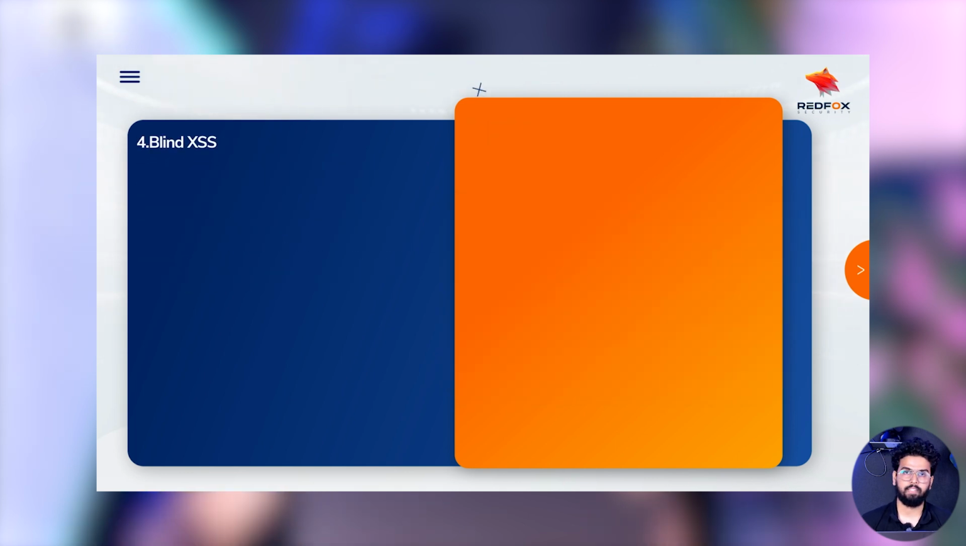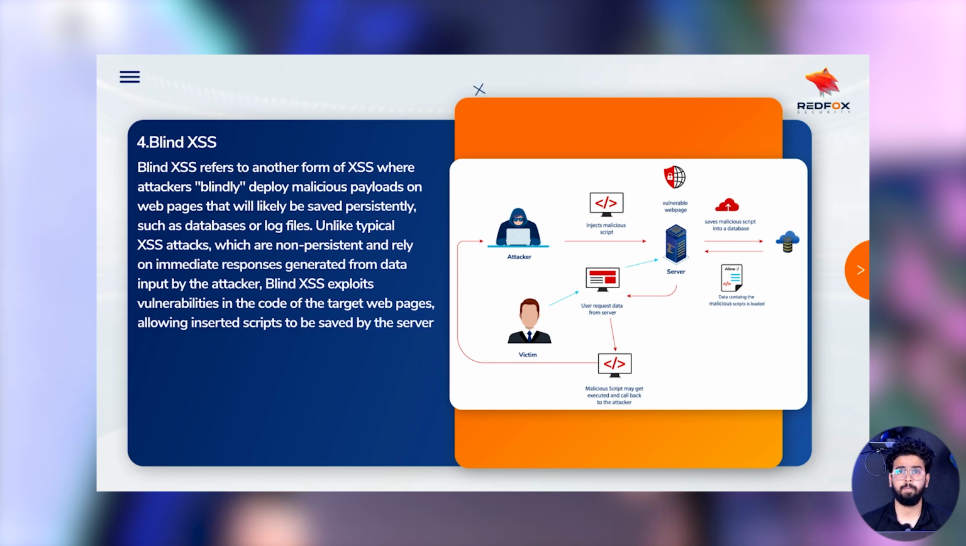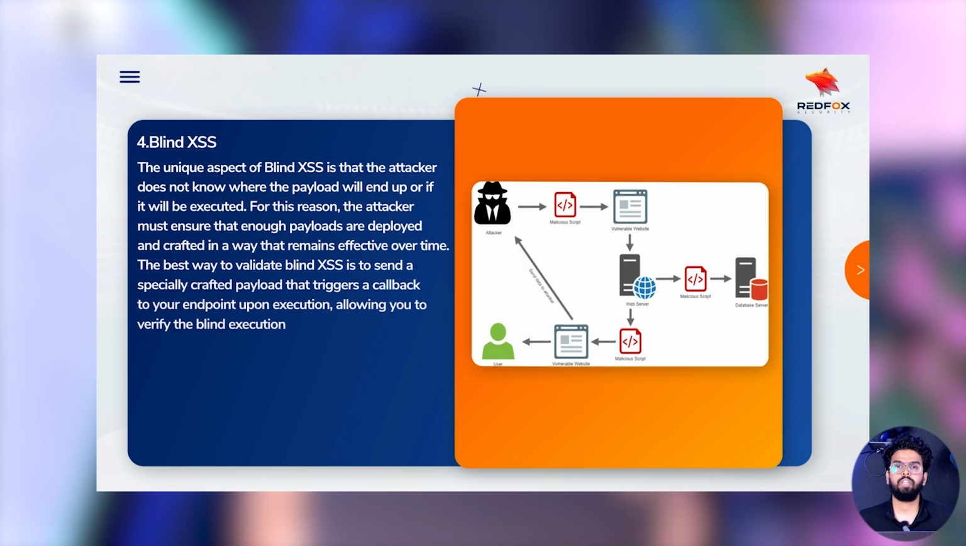Fourth one being blind XSS. Now, blind XSS refers to another form of XSS where attackers blindly deploy malicious payloads on web pages that are likely to be saved persistently, such as databases or log files. Unlike typical XSS attacks, which are non-persistent and rely on immediate responses generated from data input by the attacker, blind XSS exploits vulnerabilities on the target web pages, allowing the inserted script to be saved by the server. The unique aspect of blind XSS is that the attacker does not know where the payload will end up or if it will be executed.